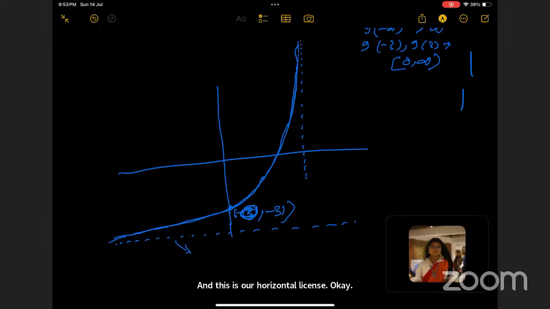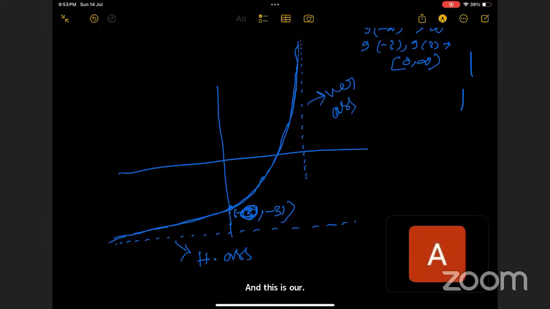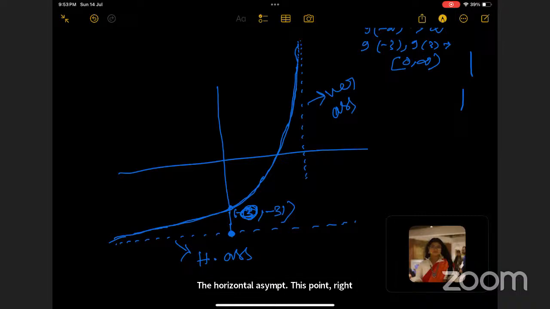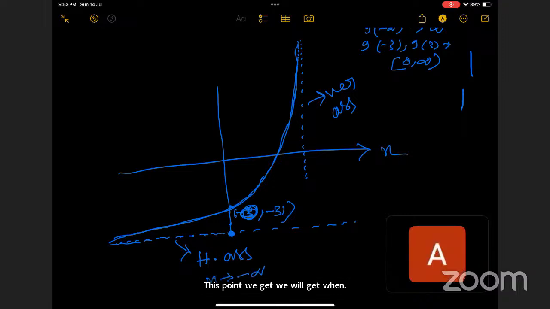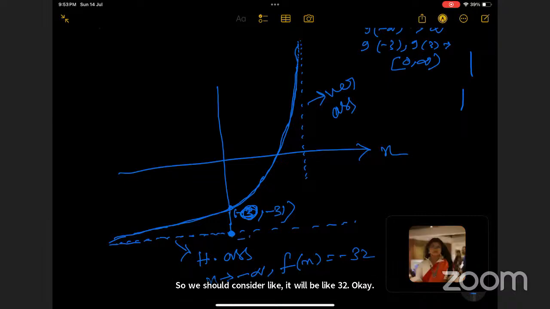Okay. And this is our vertical asymptote. Okay. So vertical line test. That's what I wanted. So here they need the horizontal asymptote, meaning this point, right? This point we will get when x tends to minus infinity, right? Okay. So we should consider it will be like 32. That's the reason it's minus 32. This point will be minus 32. Yeah, this will be the asymptote.